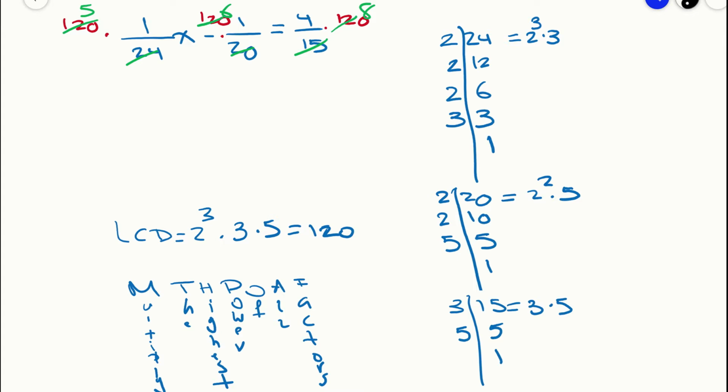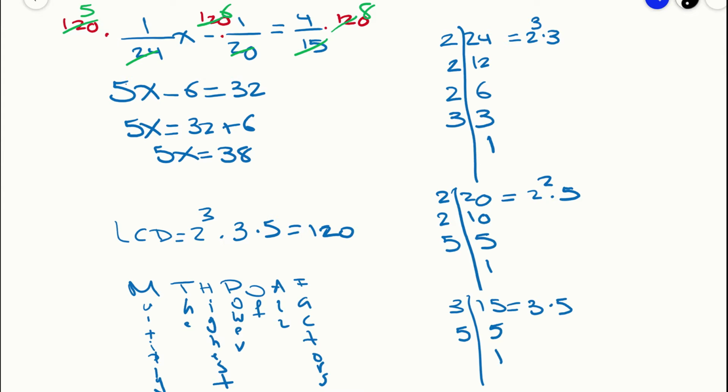So now the simplified equation is going to be 5 times 1 times x, so that's just 5x, minus 6 times 1, which is 6. And on the other side, we have 4 times 8, which is 32. See how nicely that happened? We took that equation with all those fractions and turned it into a really nice, simple one with no fractions. So now we move the negative 6 to the other side, it becomes positive 6. So 5x equals 38, or x equals 38 over 5.